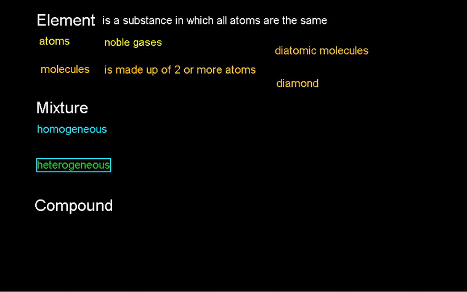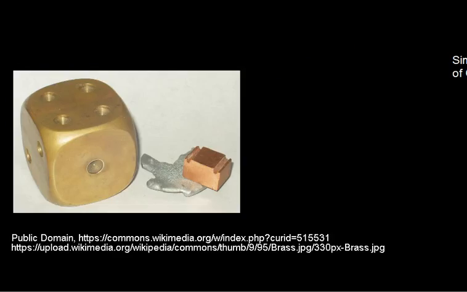Brass is not on the periodic table, and the reason is because brass can be separated into two different elements. Brass is made up of zinc, we have the zinc over here, as well as copper.